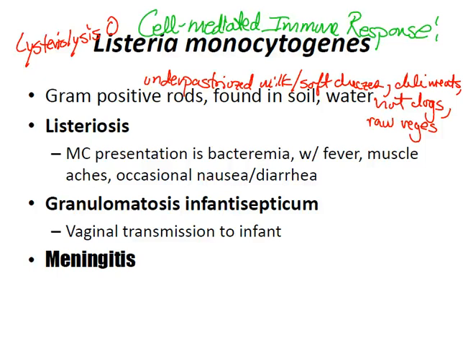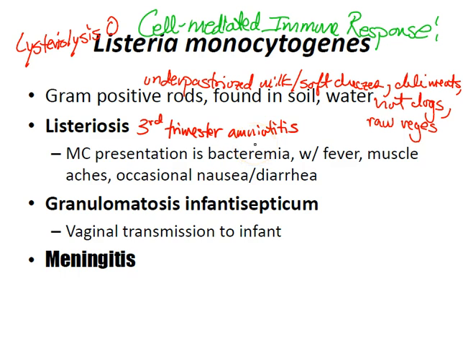The most common presentation is bacteremia with fever, muscle aches, occasional nausea, and diarrhea. Now the bacteremia can lead to third trimester amnionitis, preterm labor, spontaneous abortions, and stillbirths.